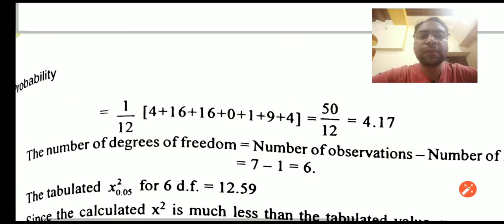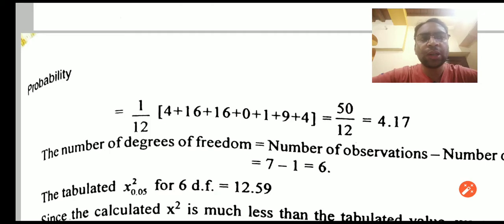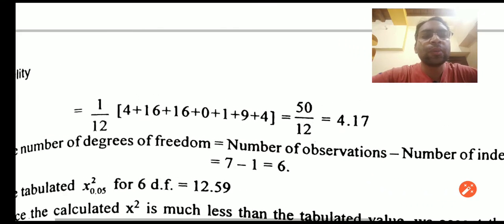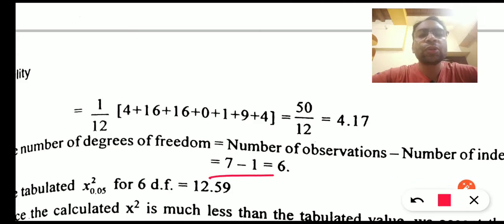Now let's find out the degree of freedom. Because we have only one row, in one column, this will be the total number of observations minus 1. So this is 7 minus 1. So the degree of freedom comes to be 7 minus 1, which is equal to 6.